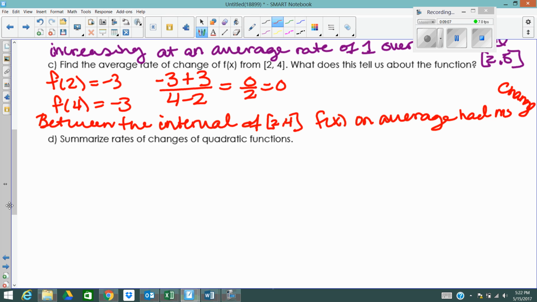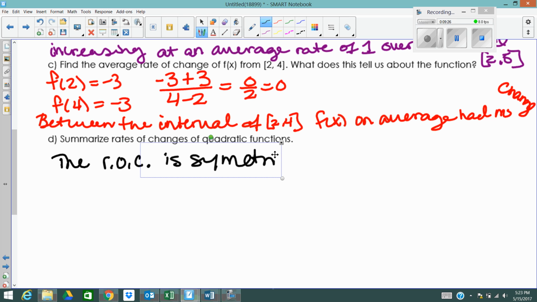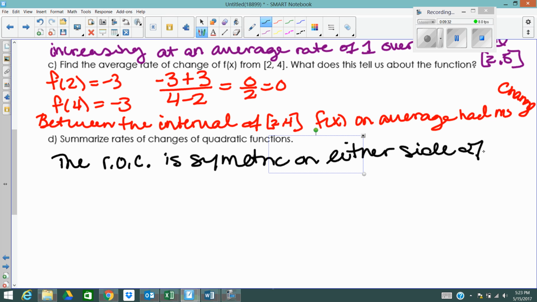So summarize the rates of change of quadratic functions. So let's take this, let's summarize this, put it all together. It seems like the rates of change is symmetric on either side of our vertex over matching intervals.